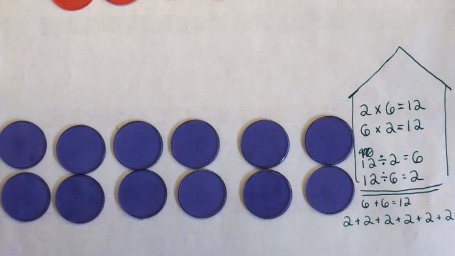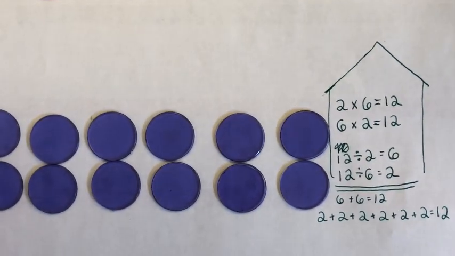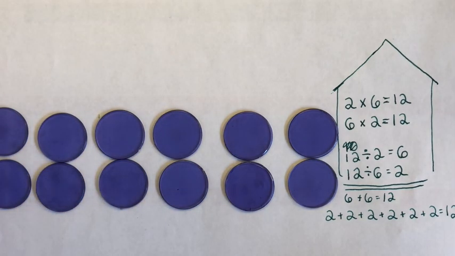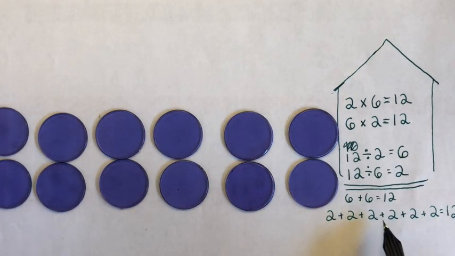Oh, you guys can't even see it. I went off the camera view. So that is repeated addition. Remember, that's the foundation of multiplication. The foundation is like the basement of the house. It's what the house rests on. So your multiplication houses, your fact families, are resting on this foundation of repeated addition.